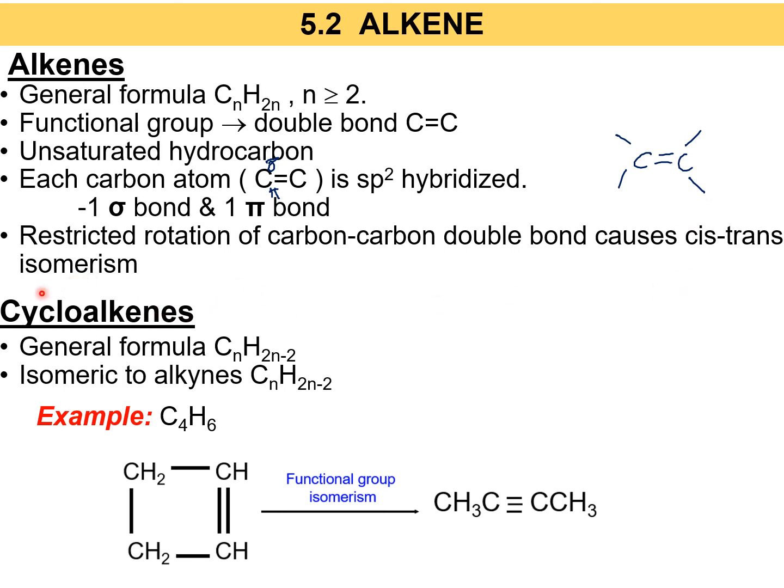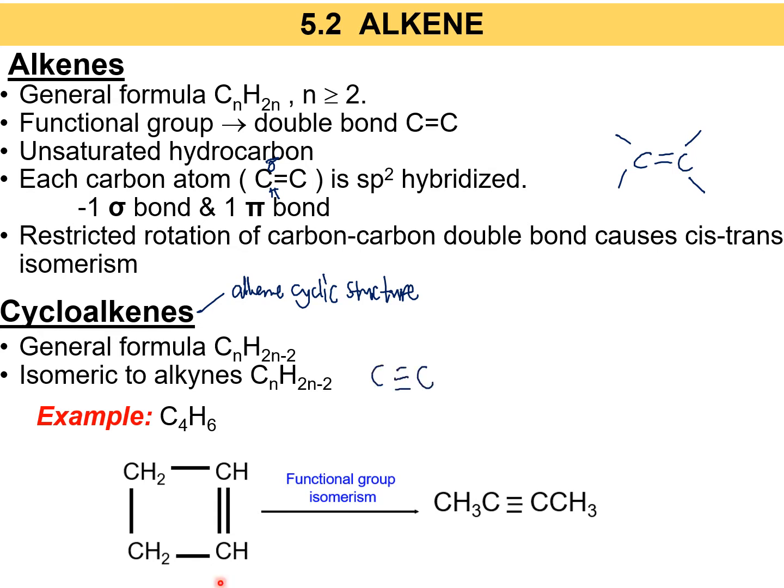Alright. Next is cycloalkene. Cycloalkene is basically alkene yang di dalam cyclic structure. Okay, kalau let's say you ada nampak cyclic structure yang ada double bond, macam contohnya macam ni, we call it as cycloalkenes, and the general formula adalah CnH2n minus 2. Okay, the isomeric to alkynes. Okay, this general formula ni kiranya kalau let's say cycloalkenes dia boleh buat functional group isomerism with alkynes. Alkynes tu apa? Alkynes ialah carbon-carbon triple bond.